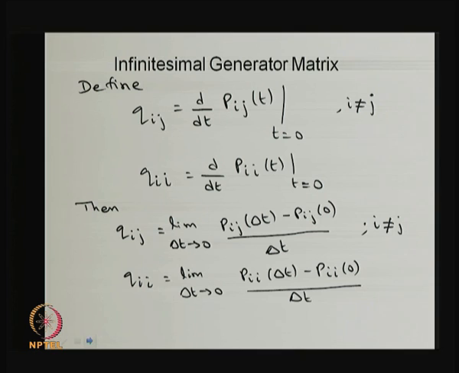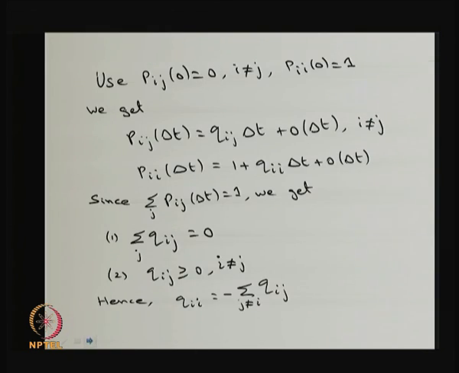You know how to find out the derivative of p_ij(t) with respect to t, that is nothing but the limit as delta t tends to 0 of the difference divided by delta t. Since p_ij(t) is the transition probability of the system moving from i to j, you can use p_ij(0) equal to 0 for i not equal to j, and for j equal to i, p_ii(0) is equal to 1. That means the transition probability of the system moving from state i to i in the interval 0 is the same as 1; that probability is 1.